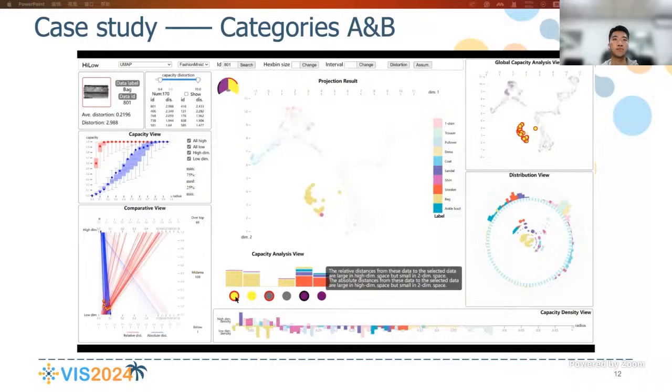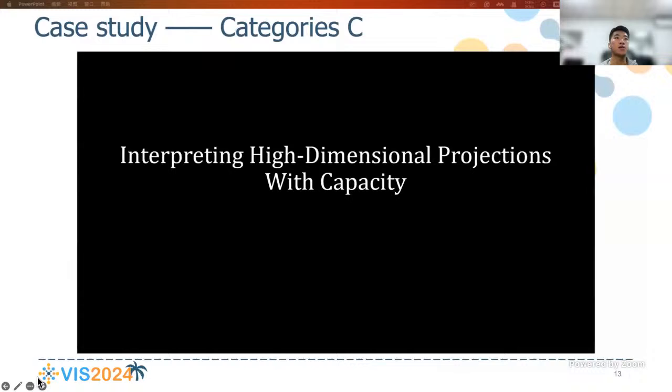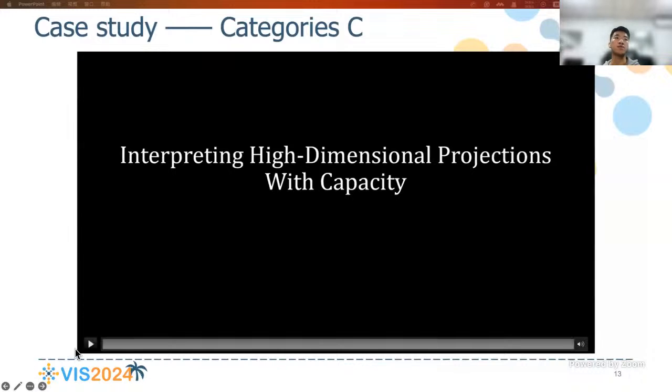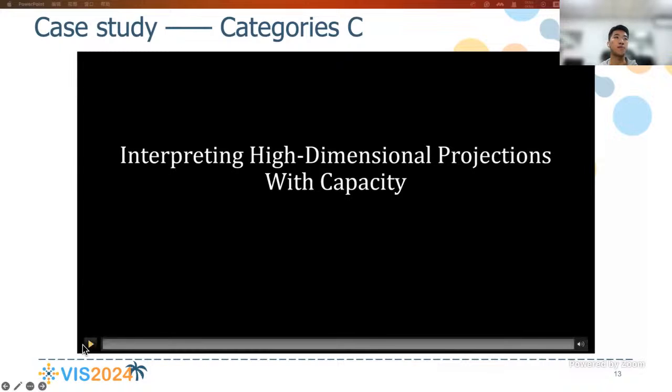distortion sets. Okay, and then this is a video about how the user may interact with the assistance of the interaction recommendation algorithm.